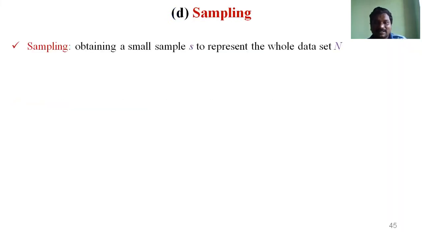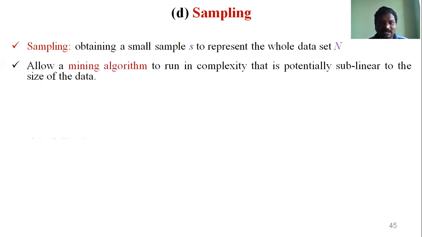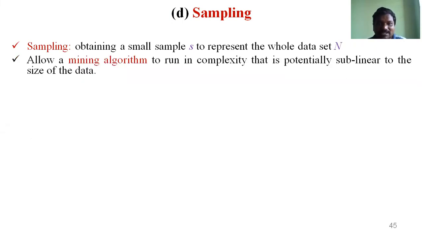Here sampling means that among n data, I am selecting s samples. For example, with a rice packet, I am taking a small amount of rice, and if that rice is good, the entire packet is good. So what is sampling? Obtaining a small sample s to represent the whole data set N.